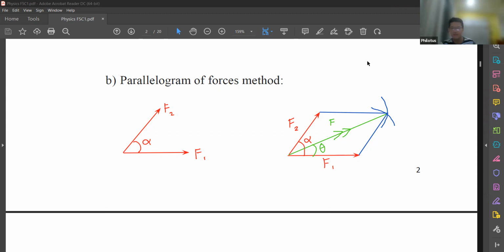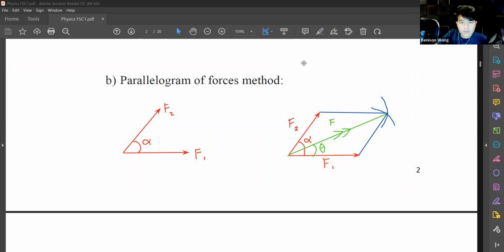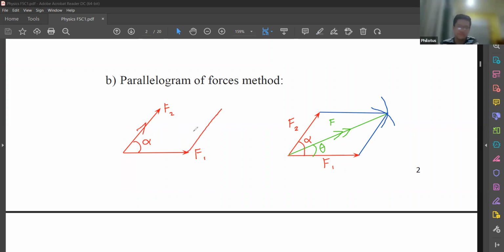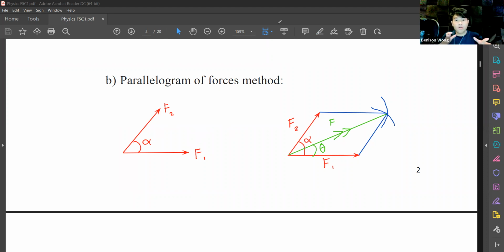About the triangle of forces method. How does it work again? Okay, so you see over here, by drawing a parallelogram, I'm drawing another component here that is parallel to this, right? We are completing the shape. We're trying to make a parallelogram, and then we draw a line diagonal to the parallelogram. Triangle of forces works the same way.